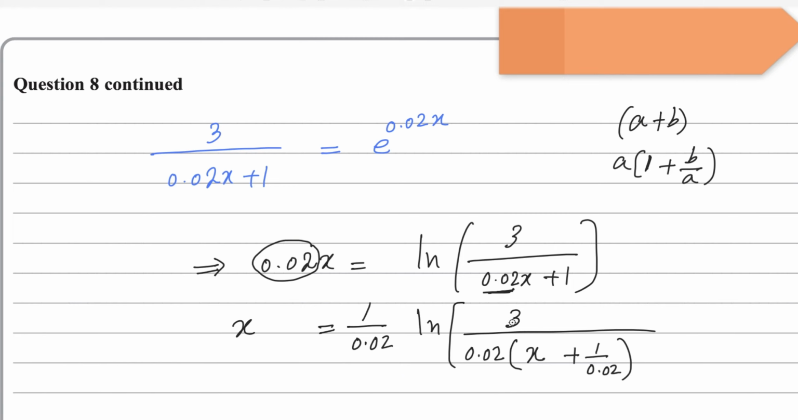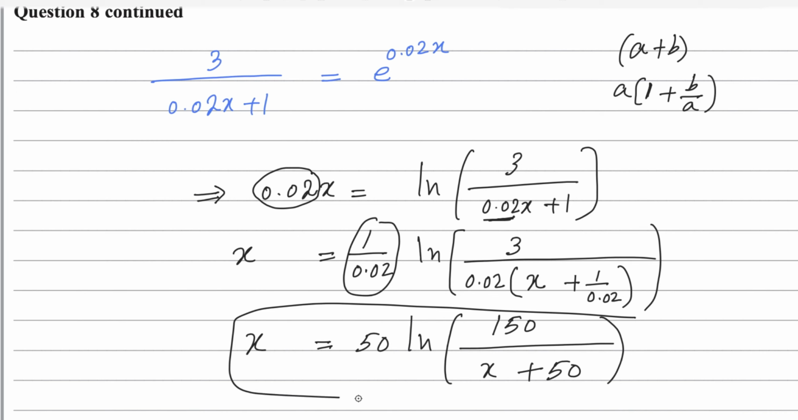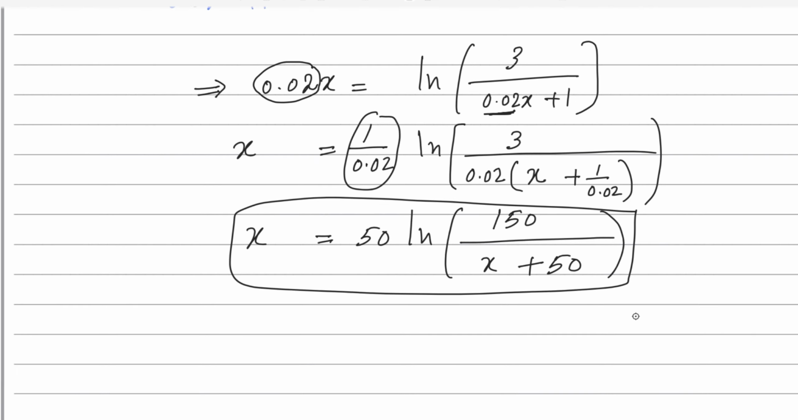Now you have to simplify these two. 3 divided by 0.02, and here simplify this one: 1 over 0.02 is 50, and log of 3 divided by 0.02 is 150. So in the numerator it is 150 here, divided by x plus this one, which is 50 for sure, because you already solved this one. So it is exactly as required. Hopefully you understand this step as well. So the second part of this question is done.